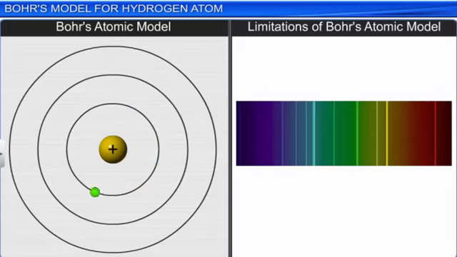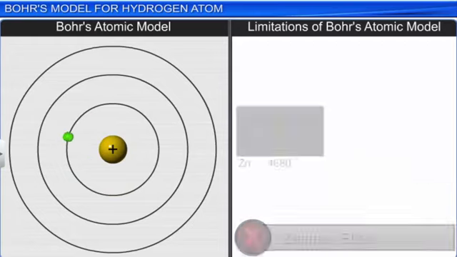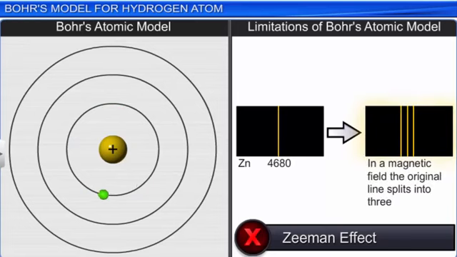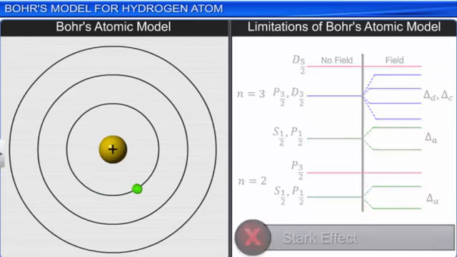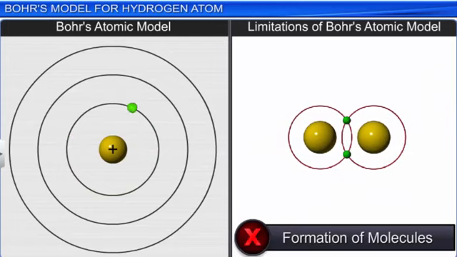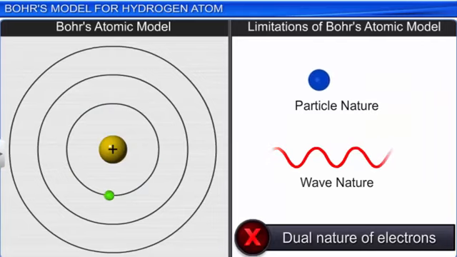It also could not explain the presence of doublets in the hydrogen spectrum when observed through sophisticated spectroscopes. The splitting of spectral lines in the presence of a magnetic field, a phenomenon called Zeeman effect. The splitting of spectral lines in the presence of an electric field, a phenomenon called Stark effect. The ability of atoms to form molecules through chemical bonding. And the dual nature of electrons, both as wave and particle. It contradicts Heisenberg's uncertainty principle, which says that it is not possible to determine both the position and velocity of an electron simultaneously and accurately.